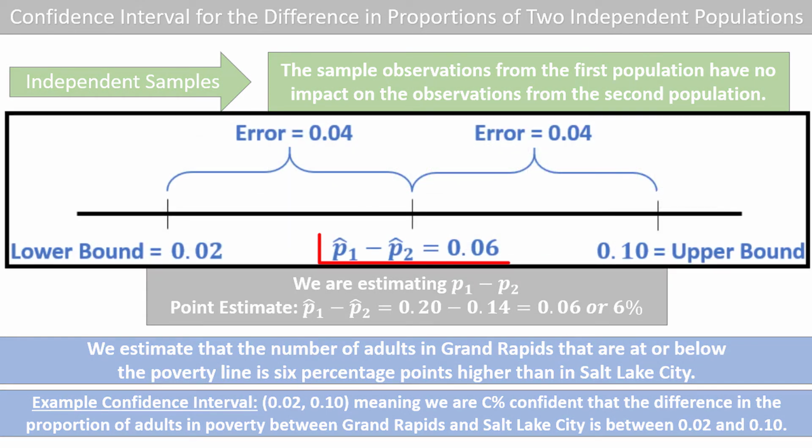On a number line, the confidence interval would look something like this. The point estimate of p hat 1 minus p hat 2 is in the middle, which is 0.06. The lower bound is 0.02, and the upper bound is 0.1, and the margin of error is 0.04, the distance from the point estimate to either of the bounds of the confidence interval. At this point, I haven't shown you how to calculate the confidence interval, but we will look at how to do that very shortly.